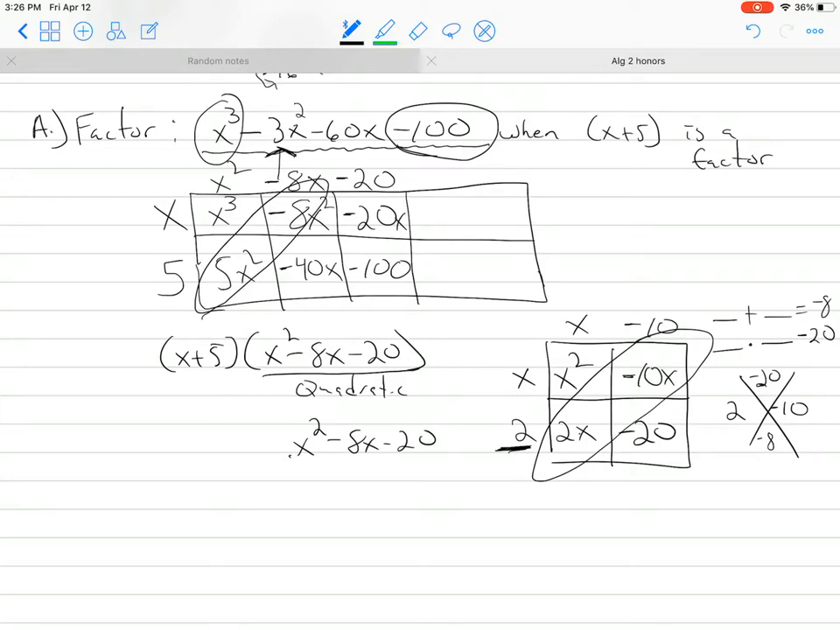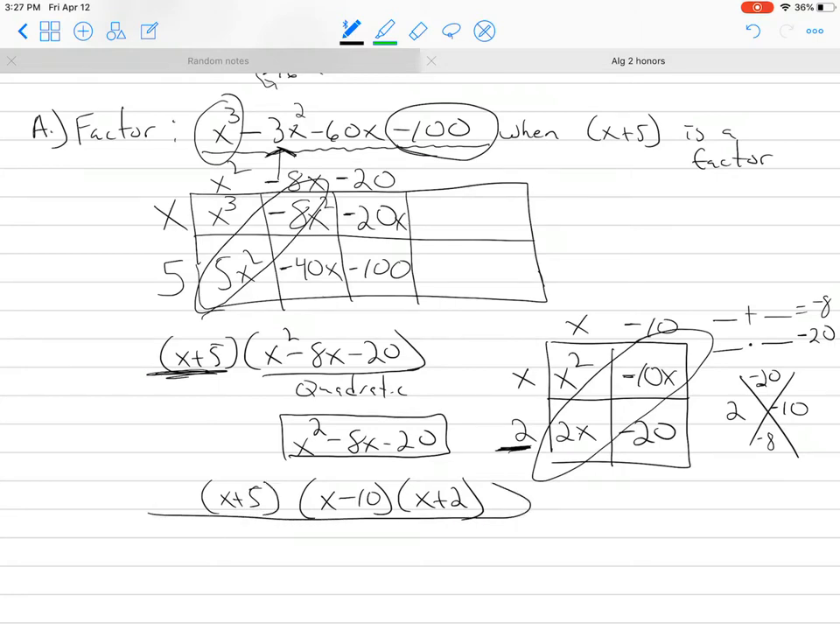So now I just took this quadratic and I broke it into two pieces. X minus 10 times x plus 2. And I can't forget my original factor, which is x plus 5. I have fully factored this original problem right there. So it's all those different pieces, okay?